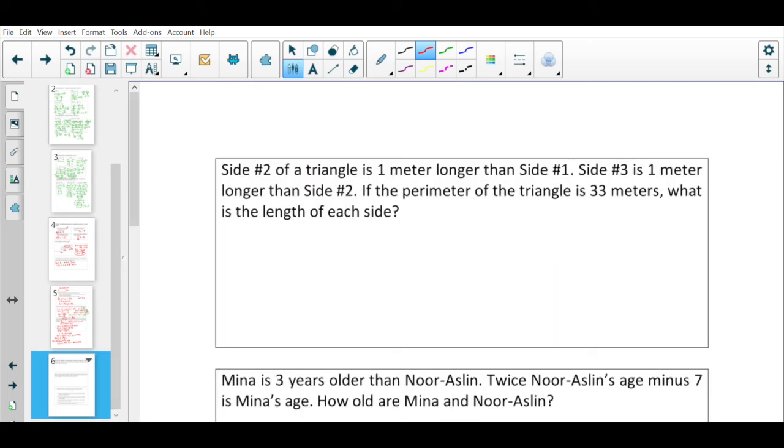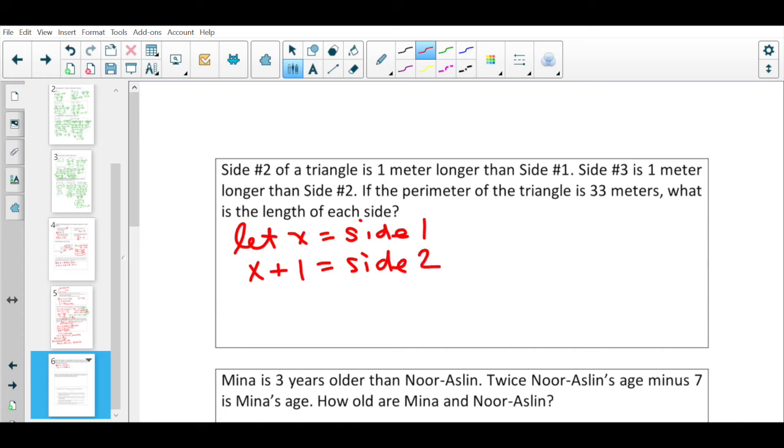Alright folks, last page. Side 2 of a triangle is 1 meter longer than side 1. Side 3 is 1 meter longer than side 2. Alright, as we always do, let x equal the length of side 1. Okay, side 2 is 1 meter longer than side 1. So x plus 1 is side 2's length.